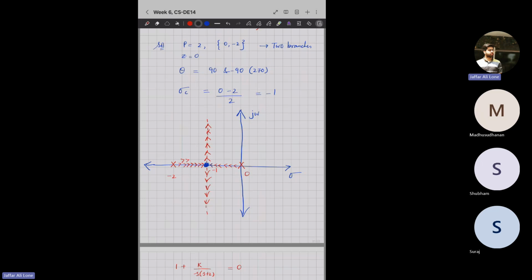That's all for today. If you have any questions, please ask. Otherwise, I can. Okay. Shubham is asking how to find the centroid.